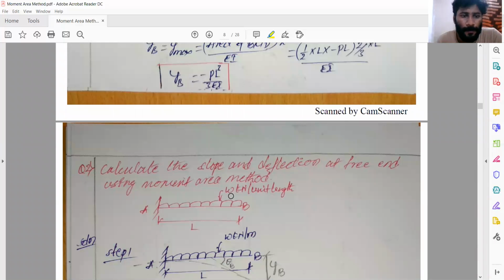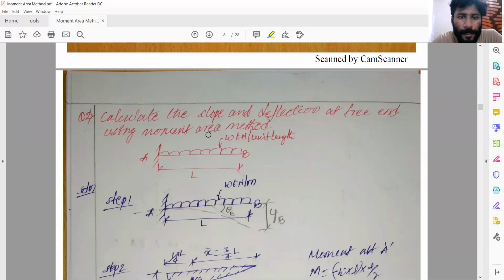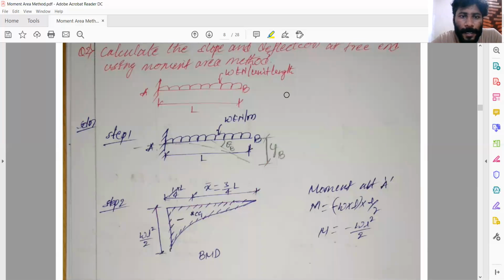Similarly, one more problem is given here. Calculate the slope and deflection at the free end using the moment area method. Now you can see that the same cantilever beam is subject to a uniformly distributed load. Draw the deflection curve. We know that YB and theta B will be maximum at B, right?